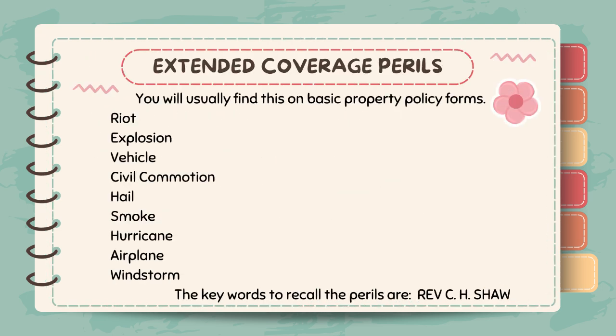Extended coverage perils. You will usually find this on basic property policy forms. Riot, explosion, vehicle, civil commotion, hail, smoke, hurricane, airplane, windstorm. The key words to recall the perils are REV C.H. SHAW.